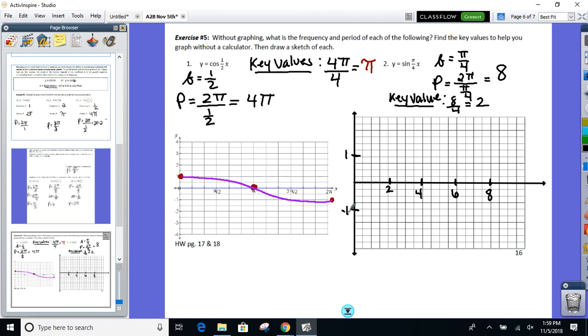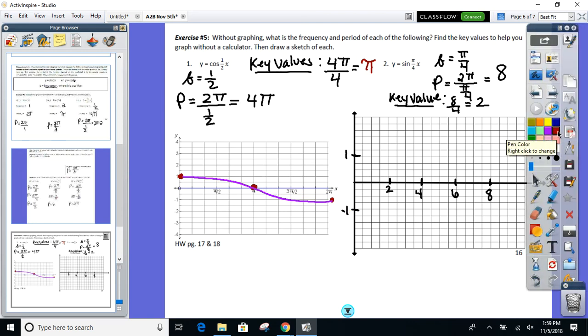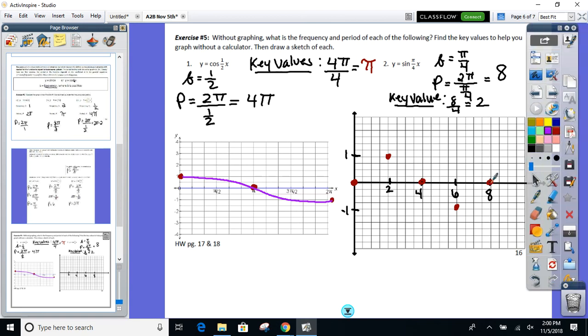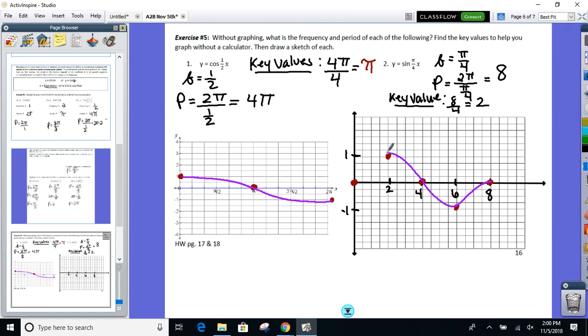Now graph sine. Where's sine start, guys? Then it goes to where? The max, which the next key value is at 2. So 1. Where's it go then? Then to the minimum. And then it ends at. That's not going to change. The only thing that changes is your scale today. That's the only thing that's going to change. Your period's not going to be 2 pi anymore.